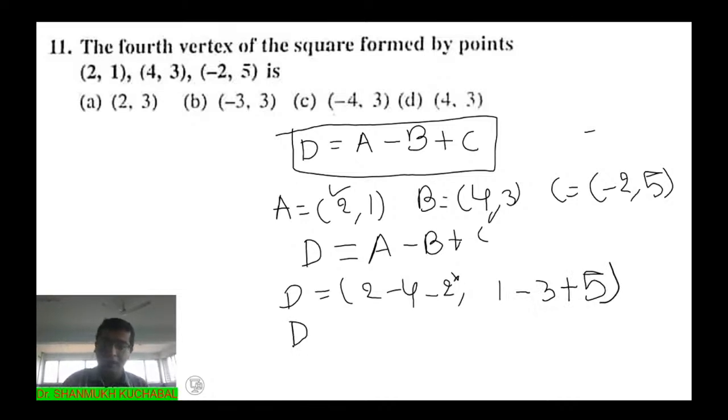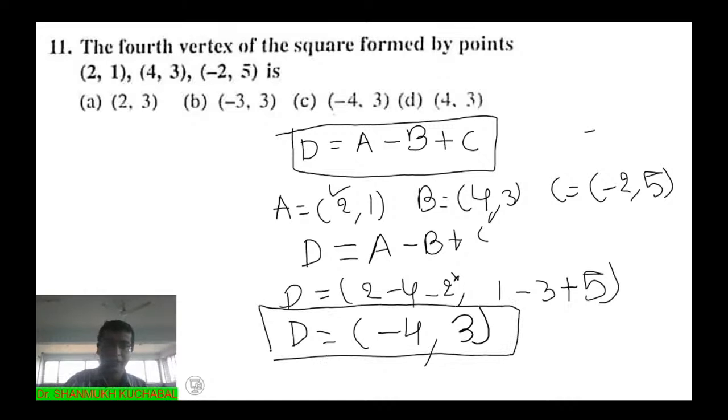Okay, so on simplifying we get D equal to (-4, 3). So D equal to (-4, 3) is the right answer. So option C is the right answer. Using this trick we can simplify this one. What we have done is, x coordinate we have added, subtracted, added in ABC, and y coordinate added, subtracted, added here. Like this we have to calculate the fourth coordinate here.